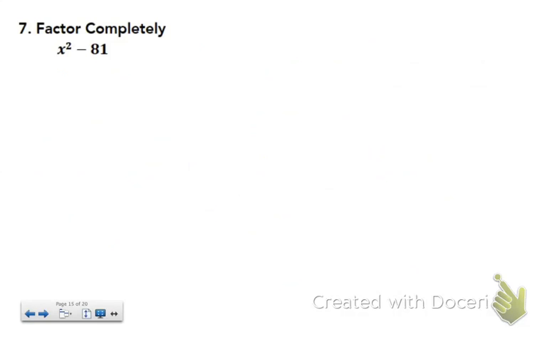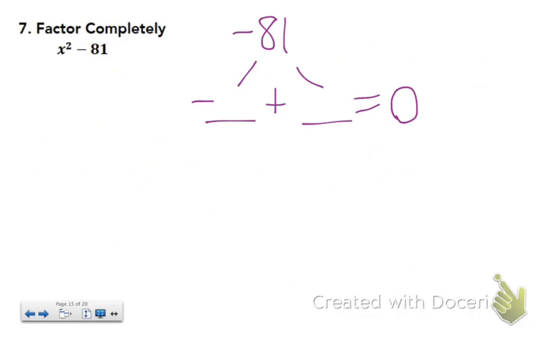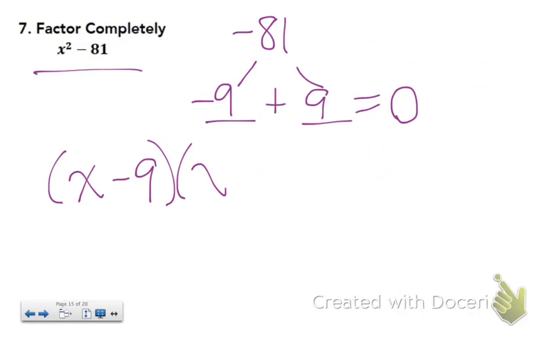Factor completely. Remember, this is a difference of squares, so you're trying to figure out what plus what gives you 0, that when multiplied together gives you negative 81. So that would be negative 9 and positive 9. Or you might have realized that that's a difference of squares. Then you get x minus 9, x plus 9.